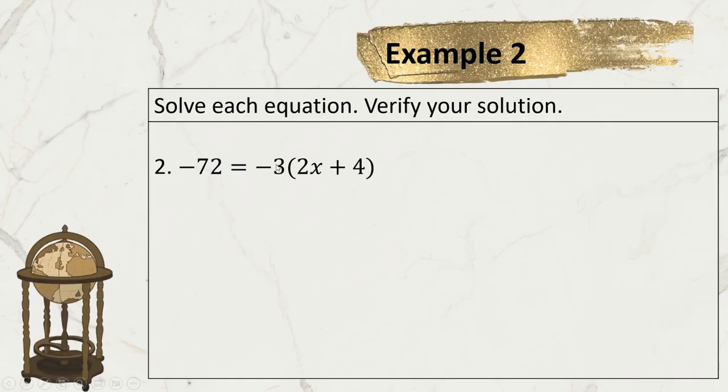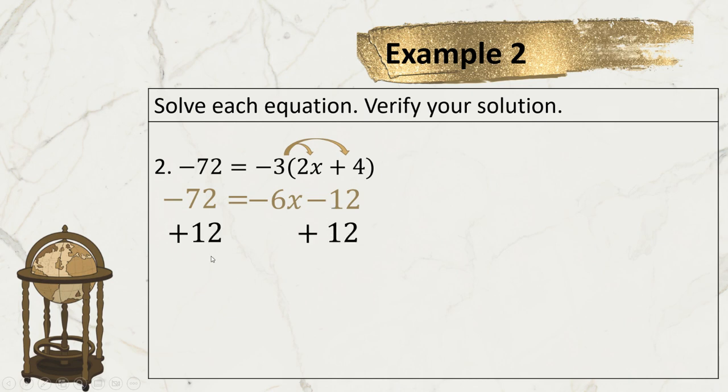We're just going to distribute this -3 to everything inside the parentheses. -3 times 2x is -6x. -3 times a +4 is a -12. Okay, so I'd have -72 is equal to -6x minus 12. Okay, so here again, it just turns into a two-step equation to solve for x. I add 12 to both sides. -72 plus 12 is -60. I have -60 is equal to -6x.